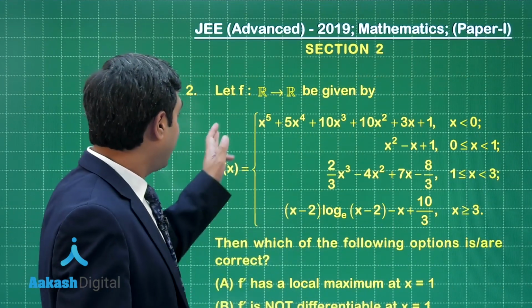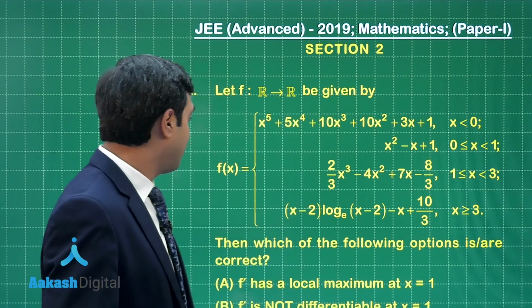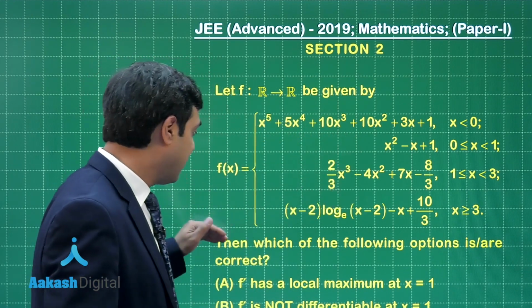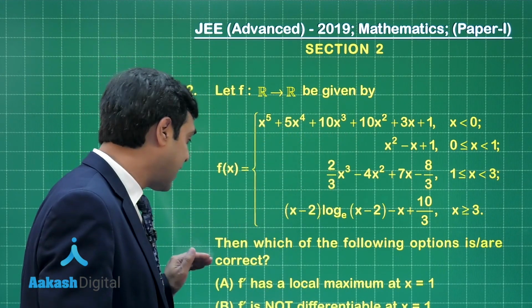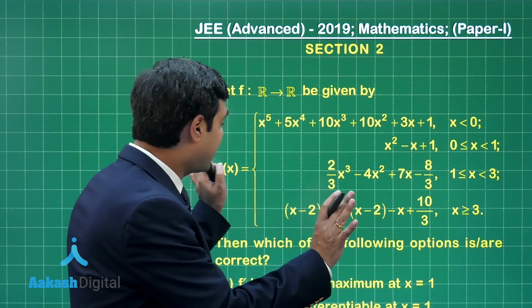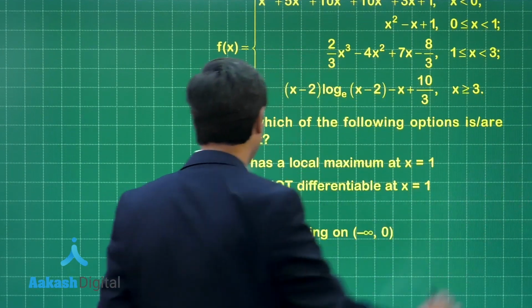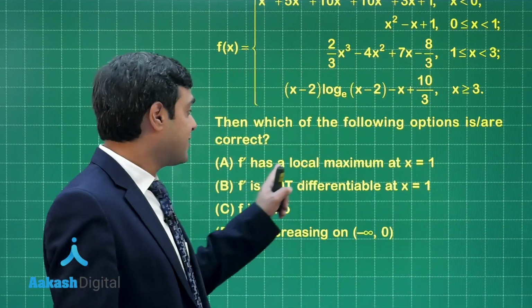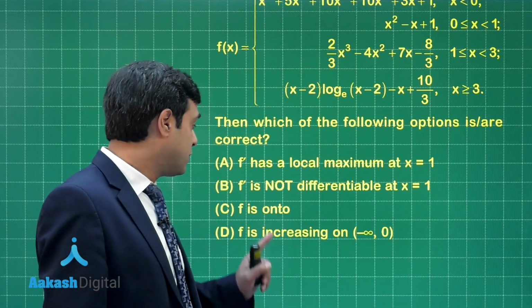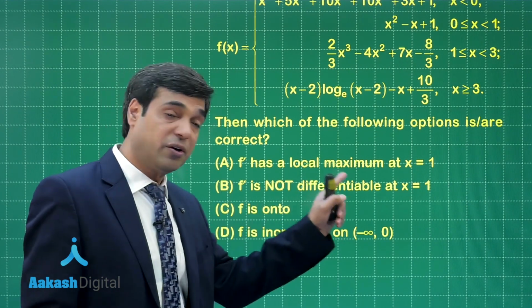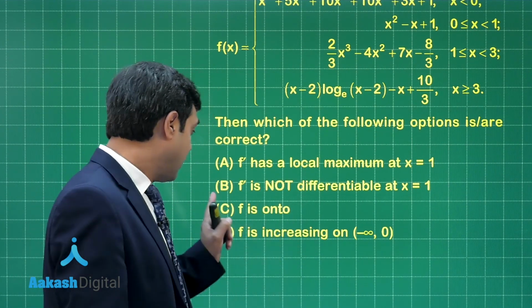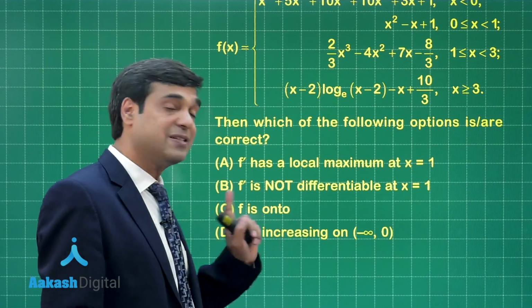It says, let f from R to R be given by f(x) equals this one, then which of the following options is correct? A function is given, we have to talk about 4 options. Let's see what the options are talking about. f' has a local maxima at x equals 1. f' is not differentiable at x equals 1. f is onto, f is increasing.